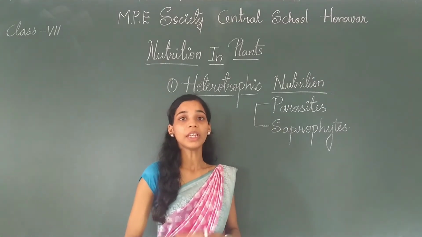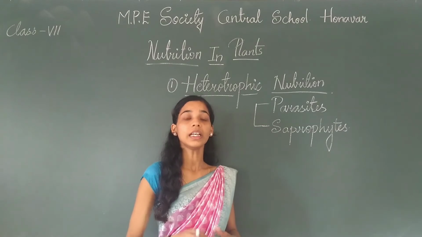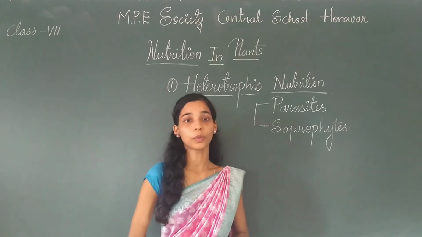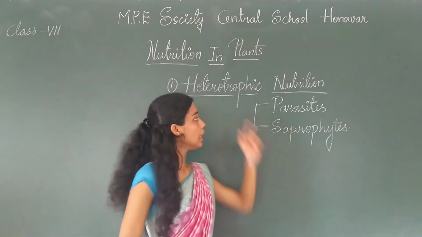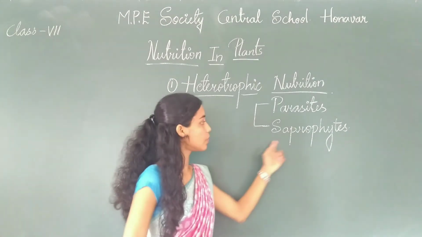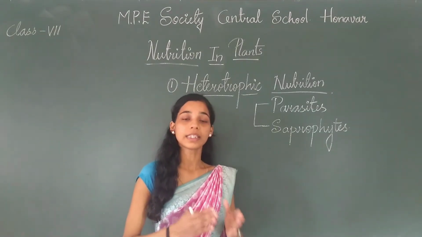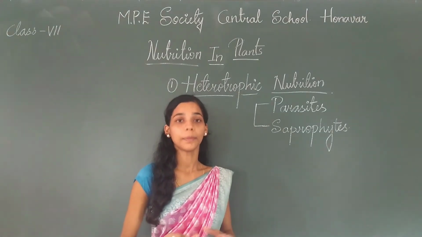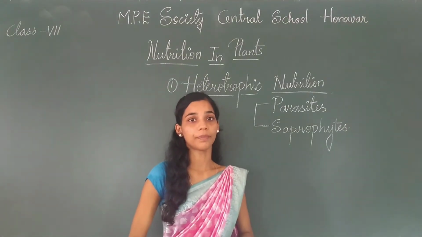Today, in this video, we shall continue studying nutrition in plants, and the other modes of nutrition in plants. Plants have different modes of nutrition other than the autotrophic mode. The main type is the heterotrophic mode of nutrition, which has two main types: the parasitic mode and the saprophytic mode. Apart from this, we will also study insectivorous plants and the symbiotic relationship in plants. So, first of all, we will start with the heterotrophic mode of nutrition.